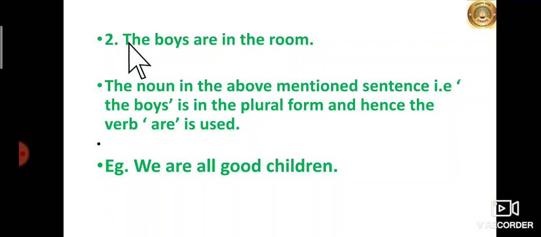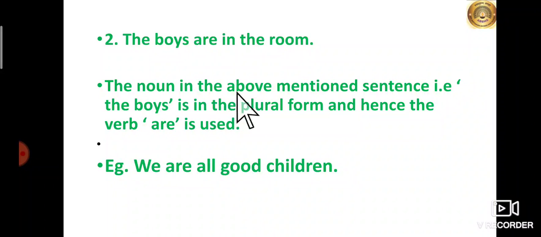The second example, the boys are in the room. Now here the noun, the boys, this is a common noun, is in the plural form and therefore the verb are is used, because it is not singular, which only points towards one object or one person. It is pointing towards more than two persons. So the S makes a difference in the sentence, and therefore are is used. The boys are in the room.